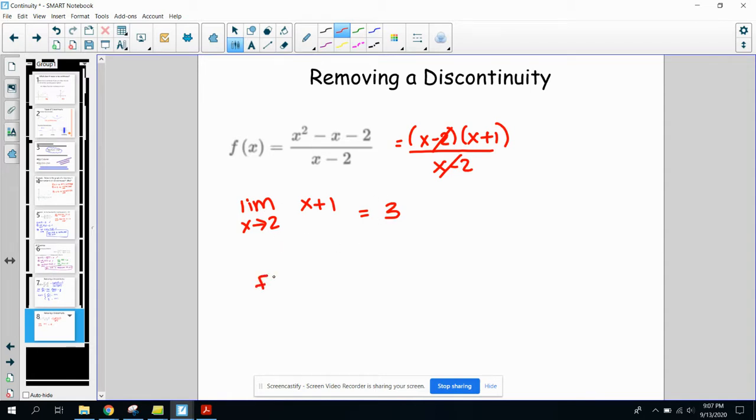So again, I'm just going to rewrite this as a piecewise function. So the top function is just going to be the original. So x squared minus x minus 2 over x minus 2. And that's going to be when x is not equal to 2. So when x is not equal to 2, we're going to use this function. And then we're going to say that it's 3 at the exact point when x equals 2. So when x is 2, we're going to have 3. So again, this piecewise function will remove the discontinuity by filling in that hole.